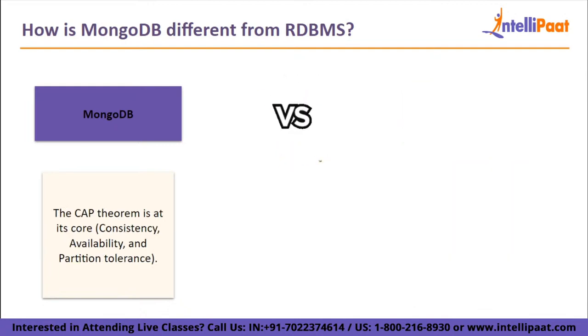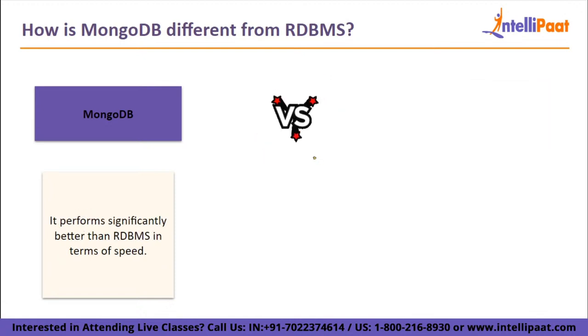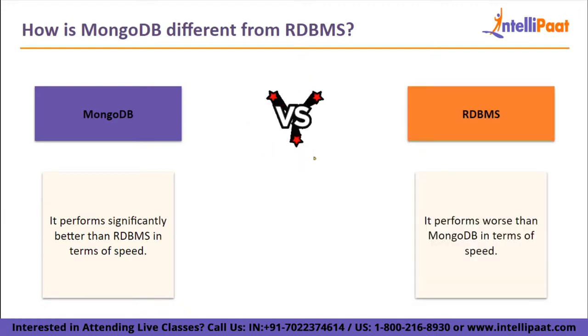For MongoDB, the CAP theorem is at its core: consistency, availability, and partition tolerance. RDBMS focuses on the characteristics of ACID, that is atomicity, consistency, isolation, and durability. Lastly, MongoDB performs significantly better than RDBMS in terms of speed, and RDBMS performs worse than MongoDB in terms of speed.